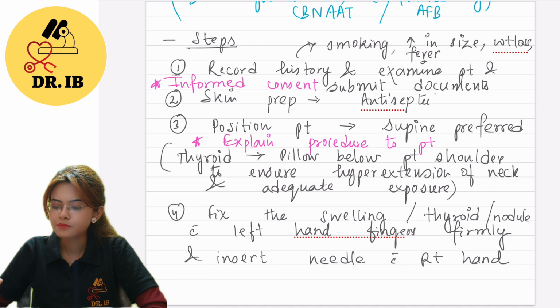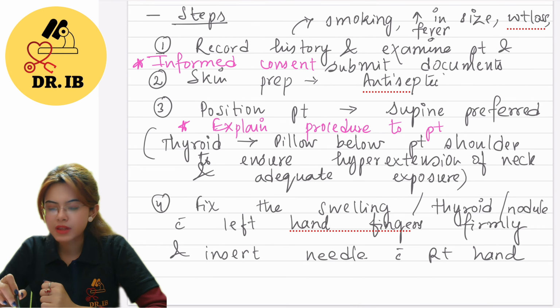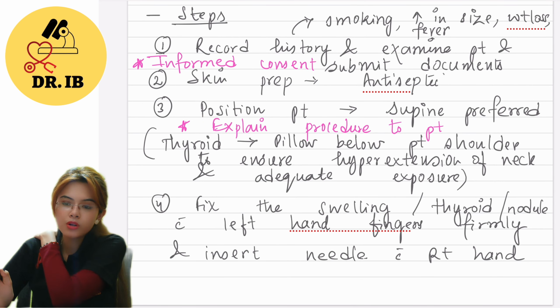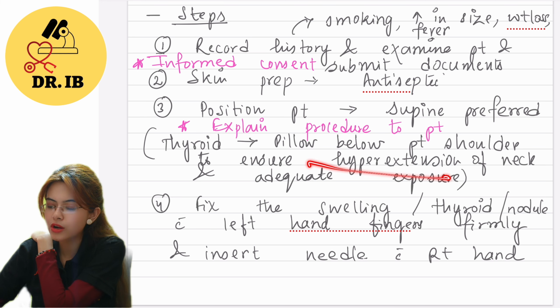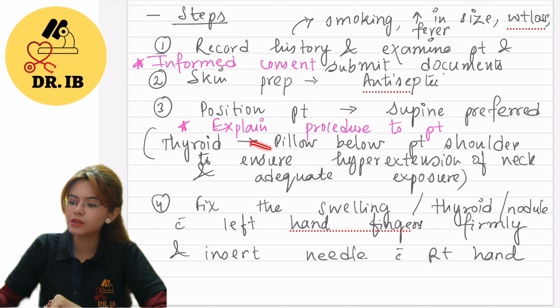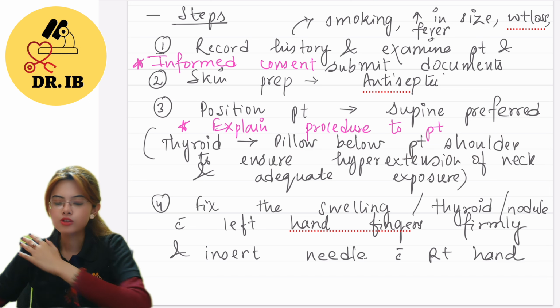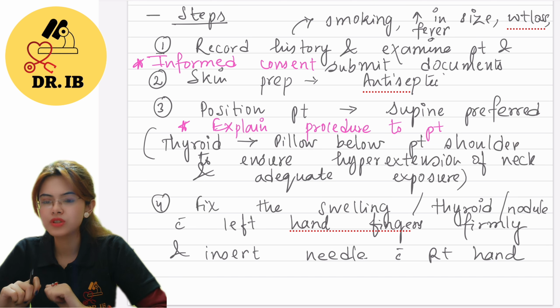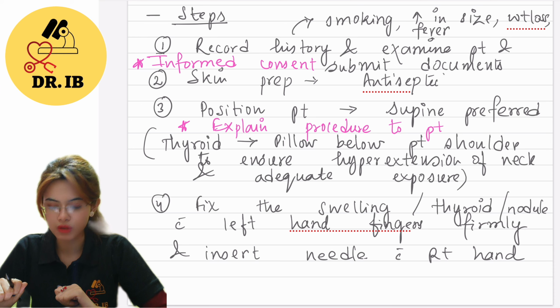Okay, so if you're doing a thyroid, then you have to place a pillow below the shoulder region, so that you ensure hyperextension of the neck and adequate exposure. Because of that, you have to put the pillow below the patient's shoulder. So these are the positions. You have to properly position the patient, make sure you have proper access to that.